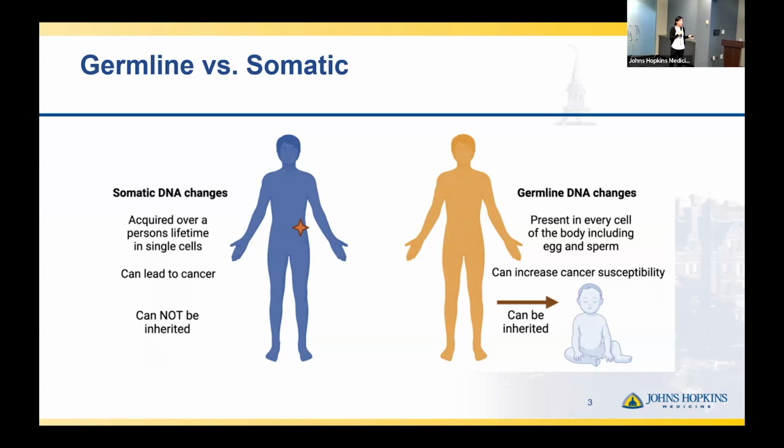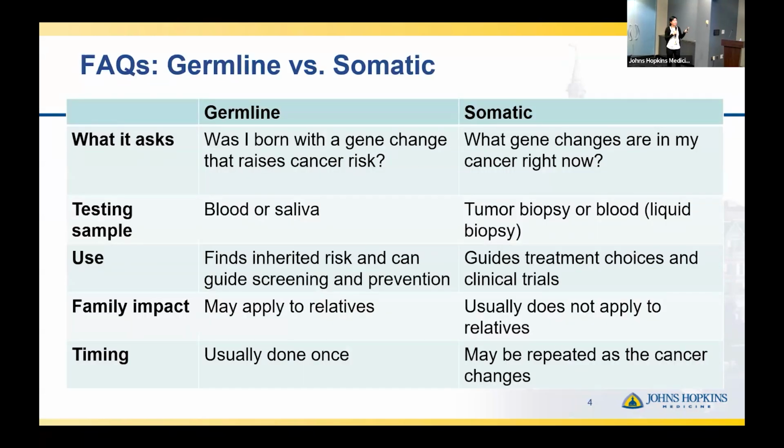And then in contrast, there are somatic DNA changes which were not present at birth and are acquired in a person's lifetime in single cells in the cancer. They can lead to cancer and they cannot be inherited or passed on. So what are some common differences between germline and somatic? I made this table here to make the distinction. In germline mutations, the question it asks is, was I born with a gene change that increases my cancer risk? Whereas somatic means, what gene changes are in my cancer right now.